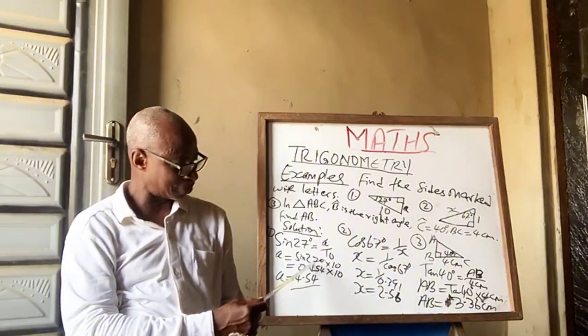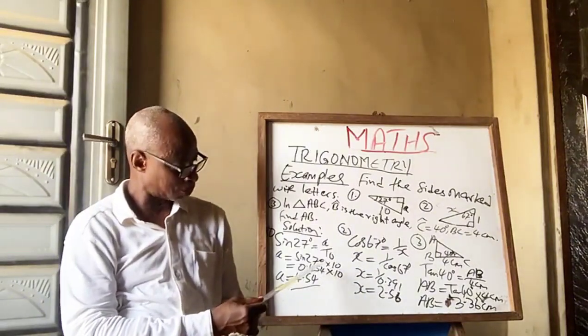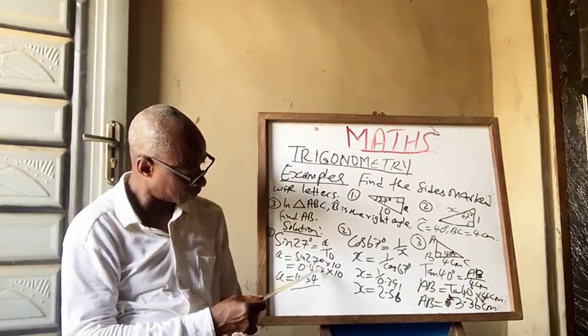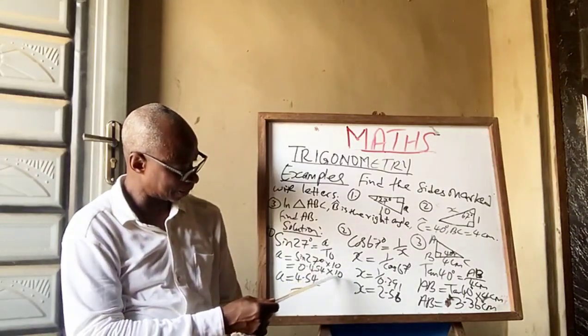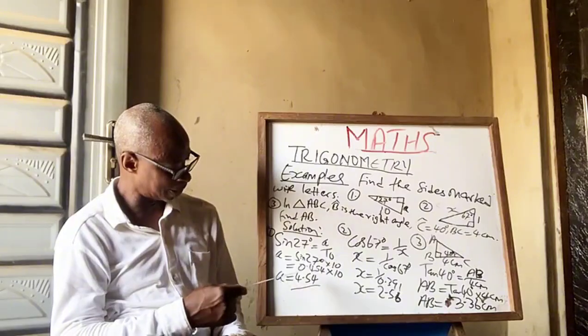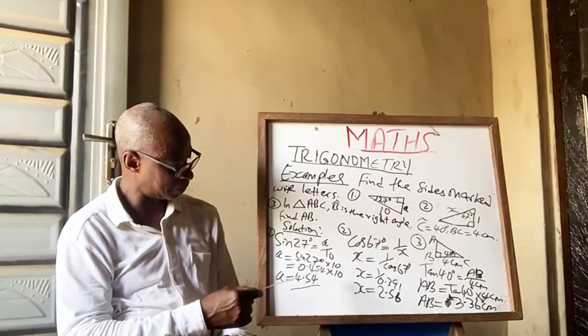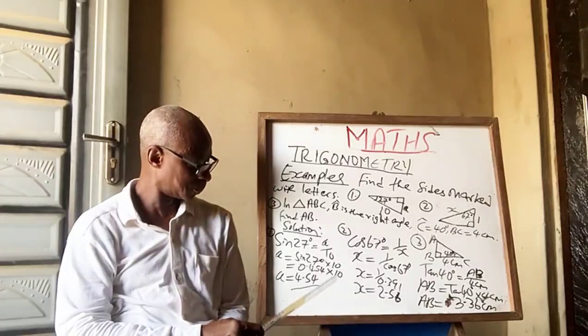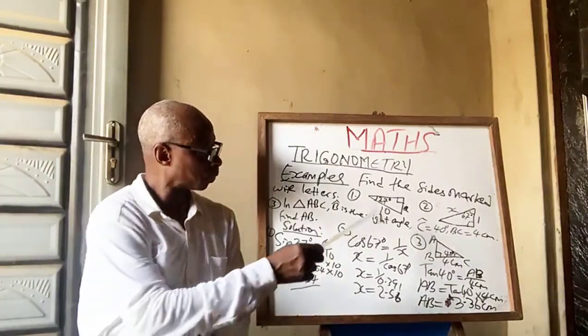So if you look at 27 degrees properly, we are going to obtain something like 0.454. Multiply that by 10. Your value of A is 4.54. 4.54 as the value of A for question 1.